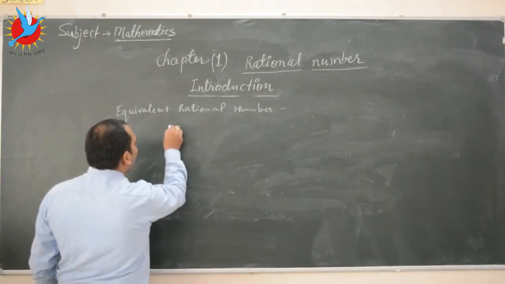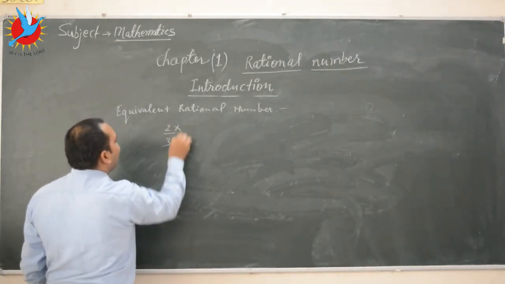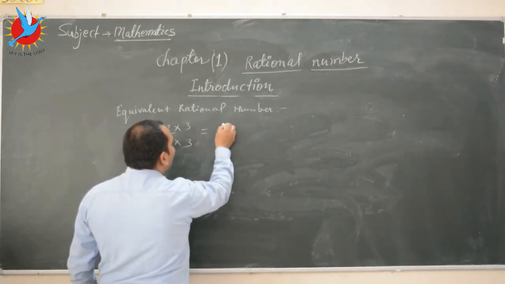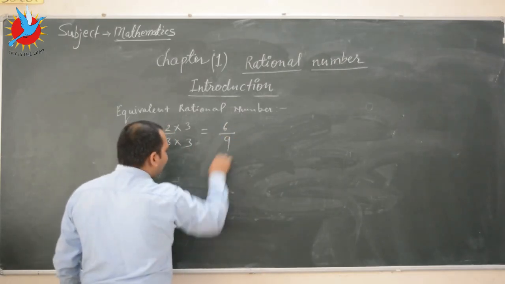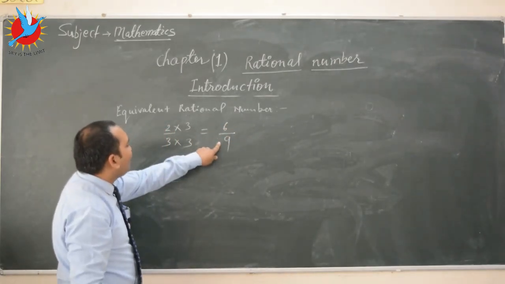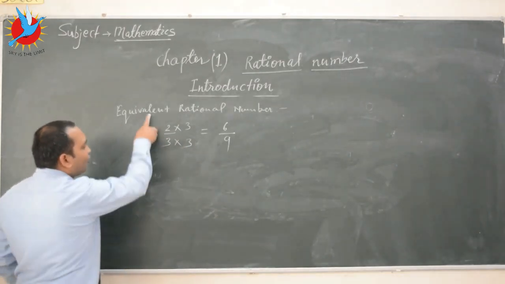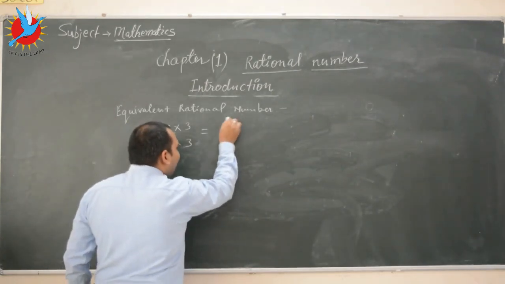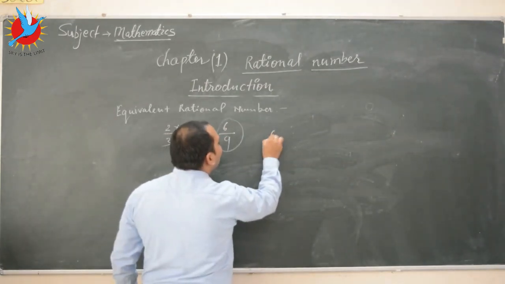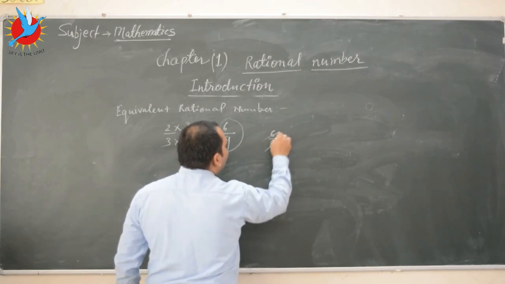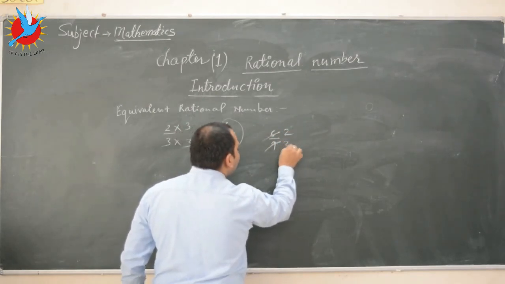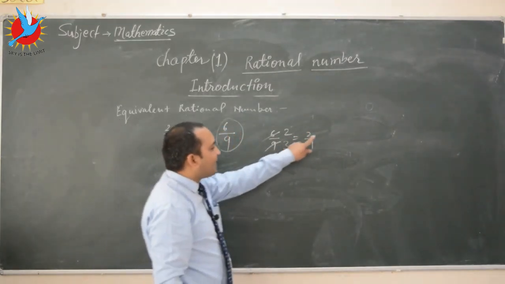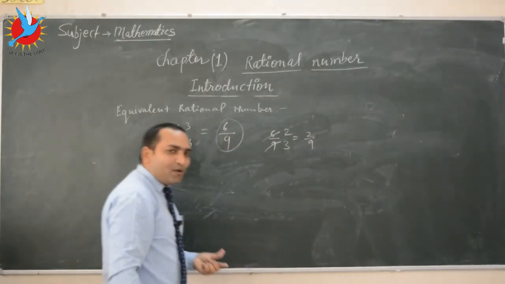For example, 2 upon 3. If we multiply the numerator and denominator by 3, this will be 2 3s are 6 and 3 3s are 9. So 6 upon 9 is an equivalent fraction or equivalent rational number of 2 upon 3, because if we write 6 upon 9 in the standard form, it will be exactly divisible by 3. 3 2s are 6 and 3 3s are 9. So the original form of 6 upon 9 is also equal to 2 upon 3.